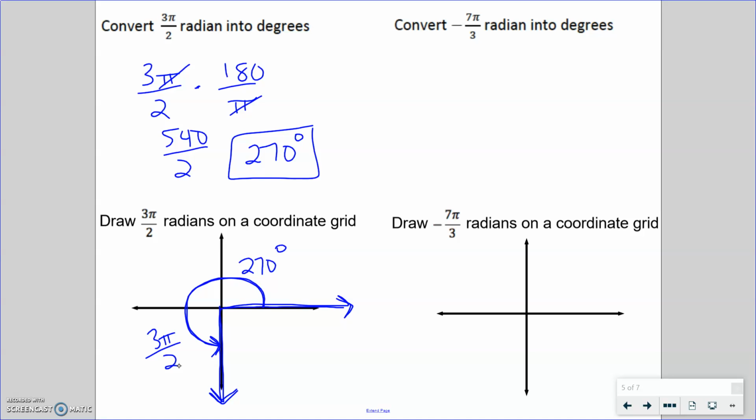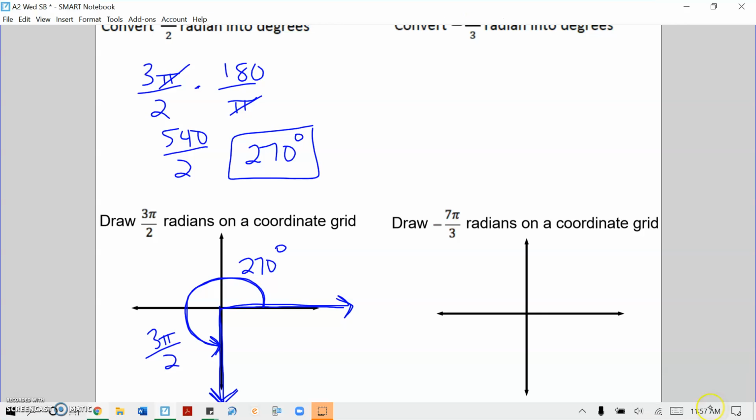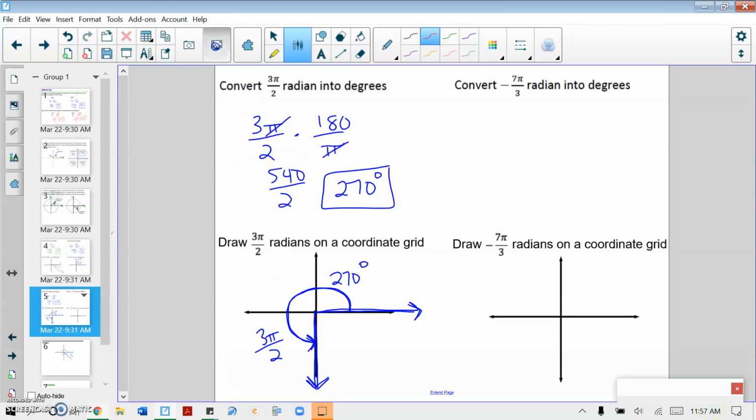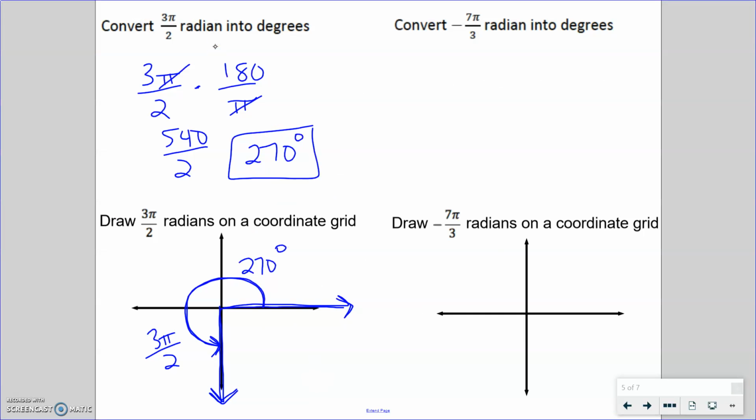So why don't you try this next one, pause the video, and then when you're ready, you can unpause it and see if you're on the right track. All right, so negative 7 pi over 3 multiplied by 180 over pi. The pi's are going to cancel, and 7 times 180 gets me negative 1,260. When I divide by 3, I get negative 420 degrees.